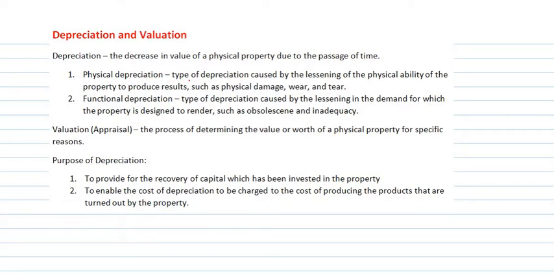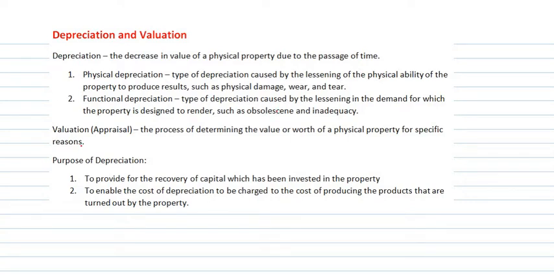We have what we call physical depreciation and functional depreciation. Physical depreciation is the type of depreciation caused by the lessening of the physical ability of the property to produce results, such as physical damage, wear, and tear. Functional depreciation is the type of depreciation caused by the lessening in the demand for which the property is designed to render, such as obsolescence and inadequacy.